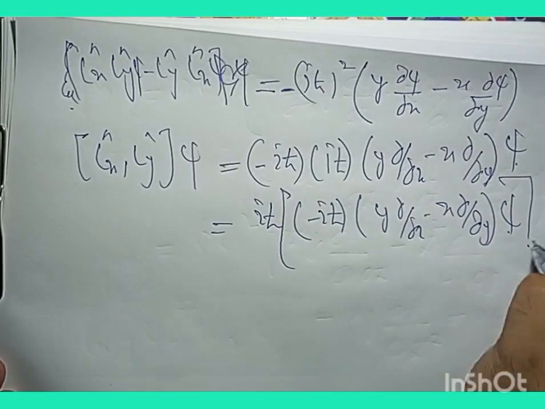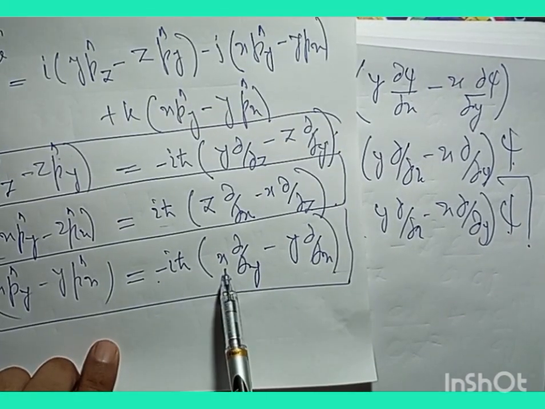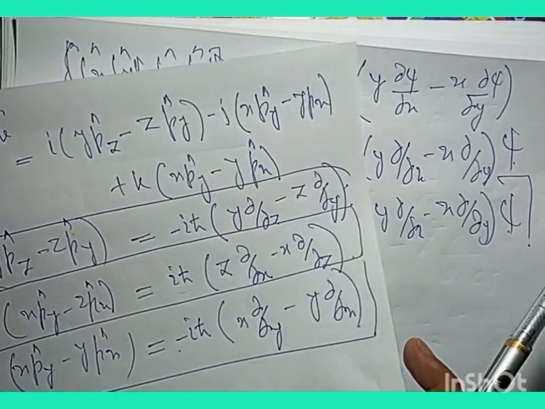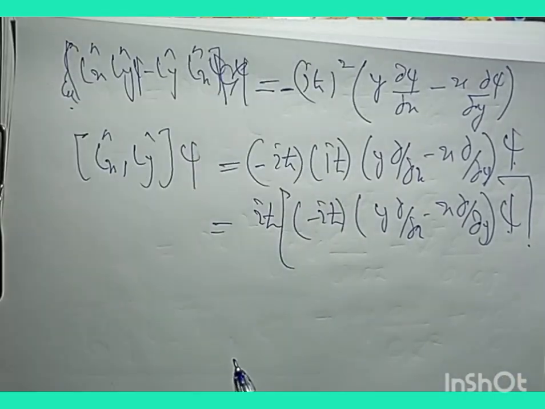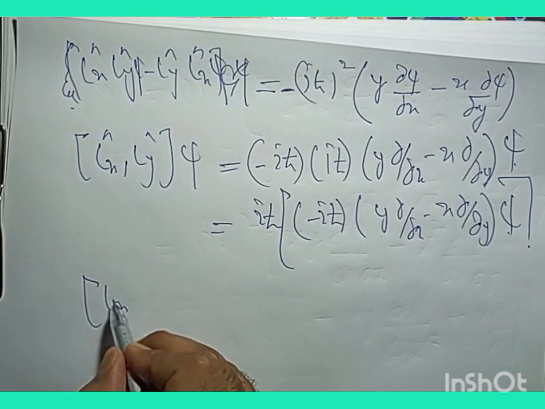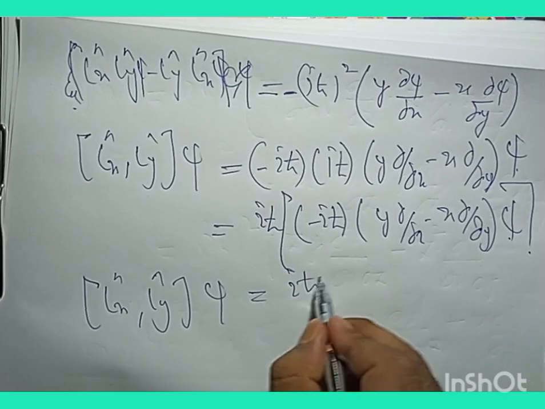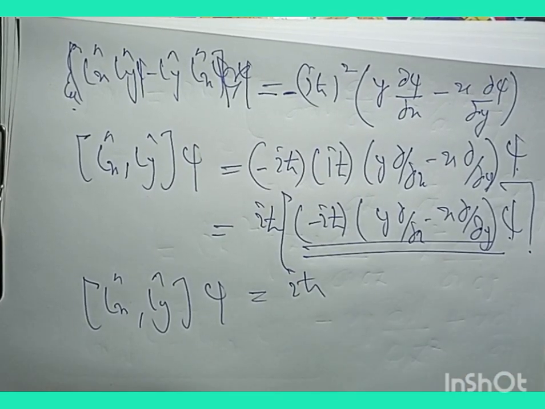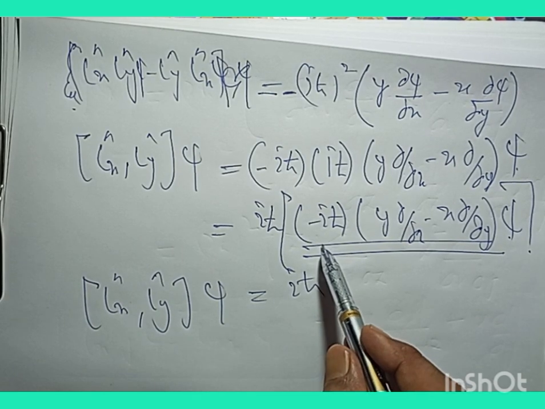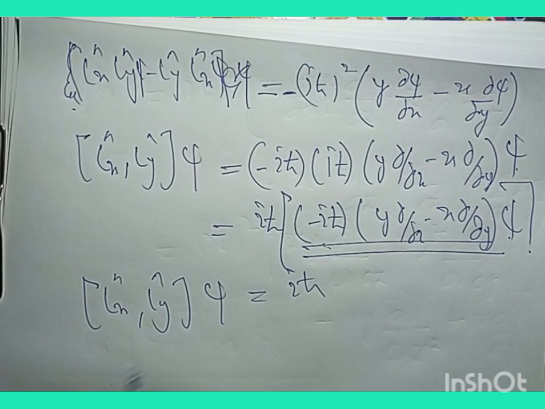Now this thing is nothing but, you can see, minus iħ (x ∂/∂y minus y ∂/∂x). This thing is nothing but Lz. So we can write down [Lx cap, Ly cap] of ψ is this, iħ crosses out, and this thing is Lz.